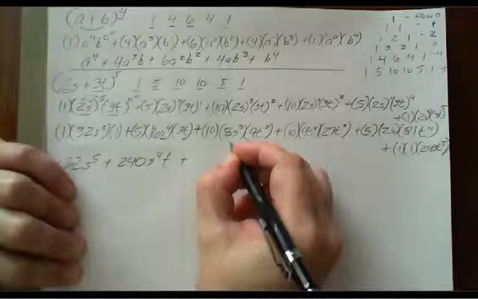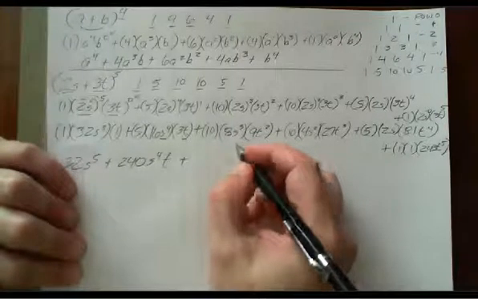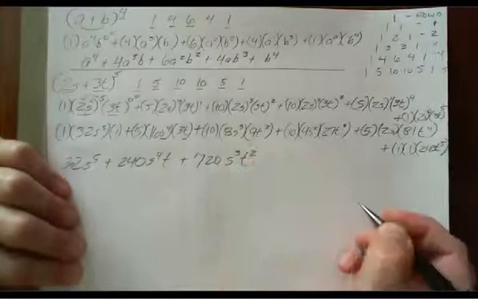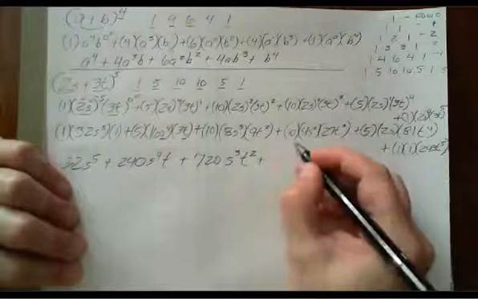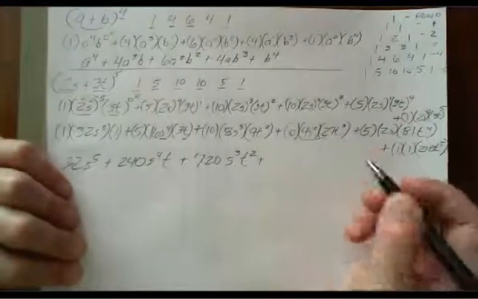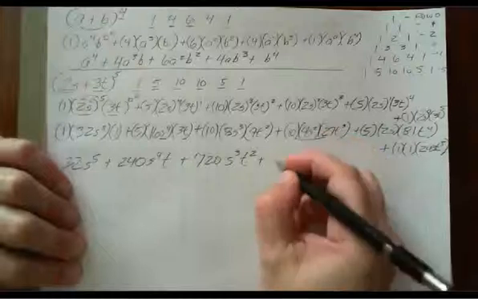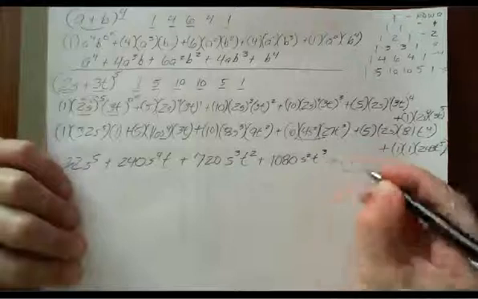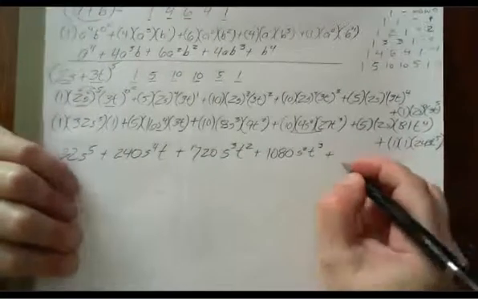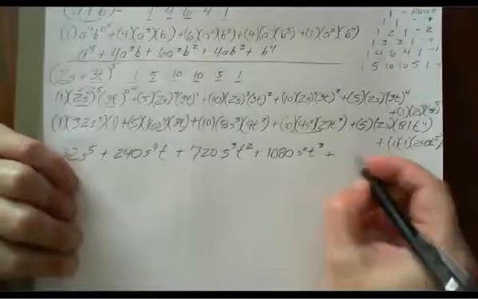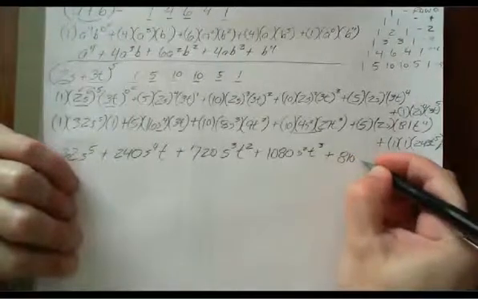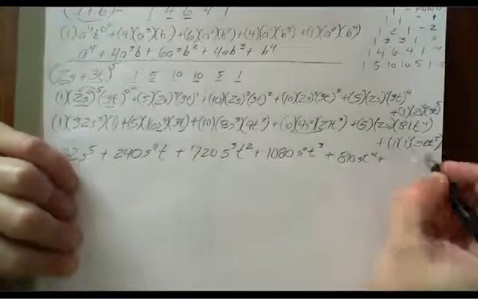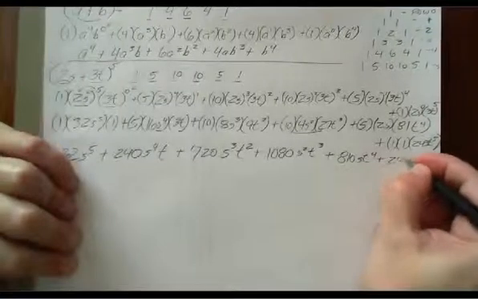Same process. 10 times 8 is 80, times 9 is 720. 10 times, well, let's do 10 times 27 is 270, times 4 is 1080, s squared t cubed. 5 times 2 is 10, times 81 is 810. st to the fourth plus 243t to the fifth, because it's just 1 times 1 times 243, so 243t to the fifth.